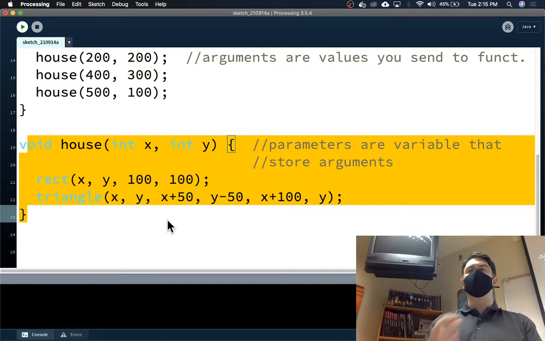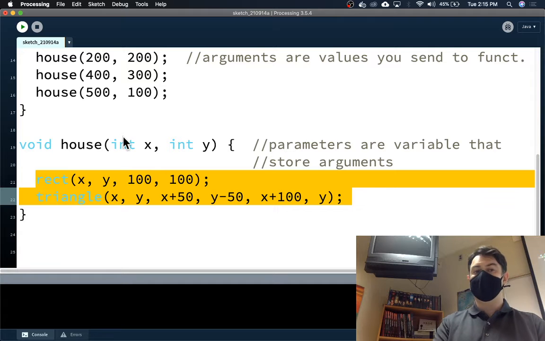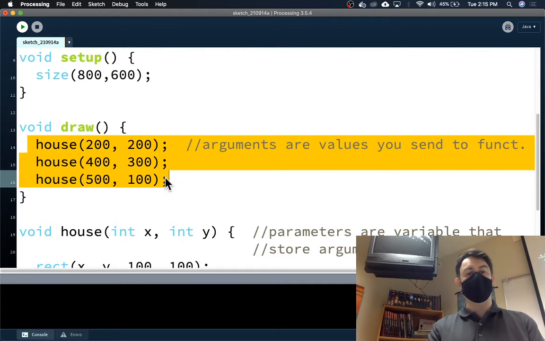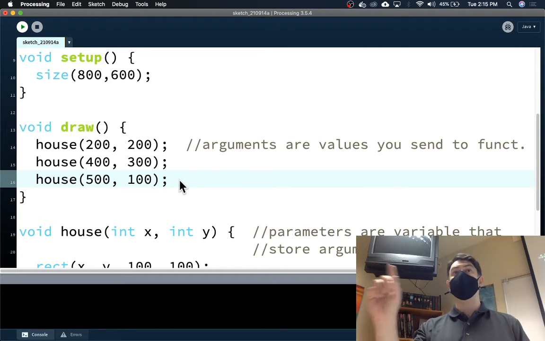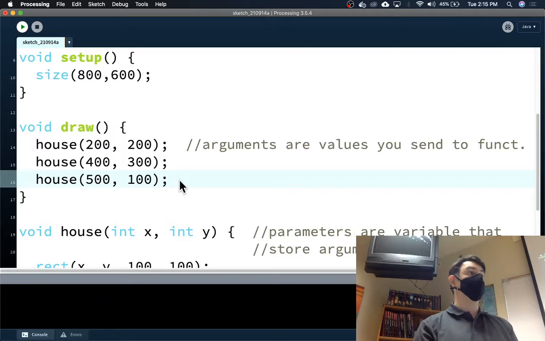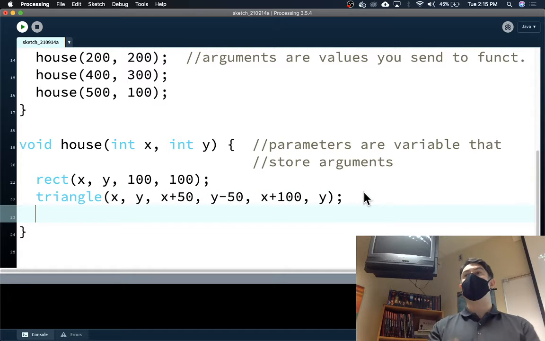We're not getting a ton of value out of it because it's just two shapes, but it's still pretty good. And if we ever want to change all of our houses, then we just have to change it in one place, and all of our houses will change. So if I wanted to add a door onto my house, I could put a door right here, right there, and then all three houses would get doors.